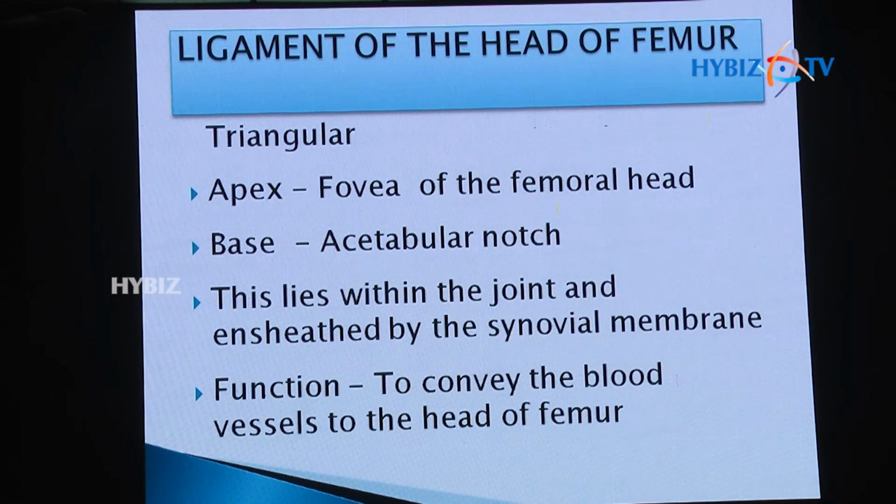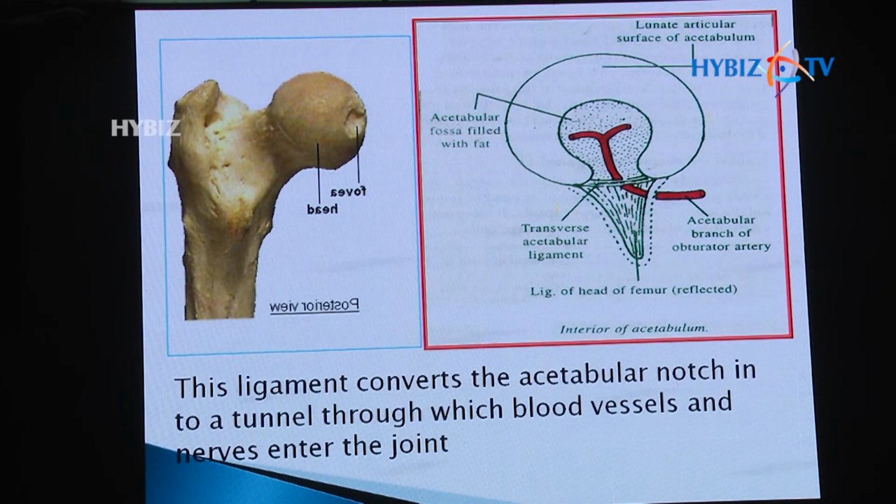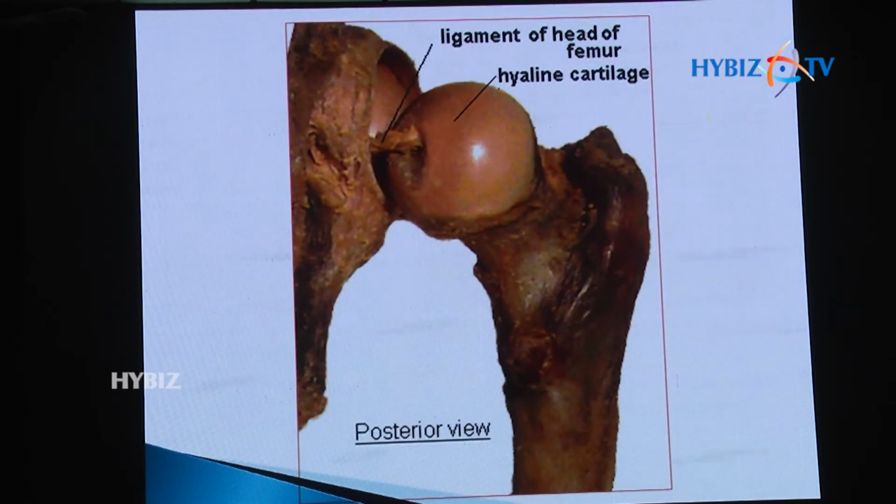The ligament of the head of the femur has a triangular shape. One end is attached to the femoral head apex and the base to the transverse acetabular ligament, and its main function is to convey blood vessels. The ligament converts this region into a tunnel-like appearance through which the blood vessels enter the joint. So this is the ligament of the head of the femur.